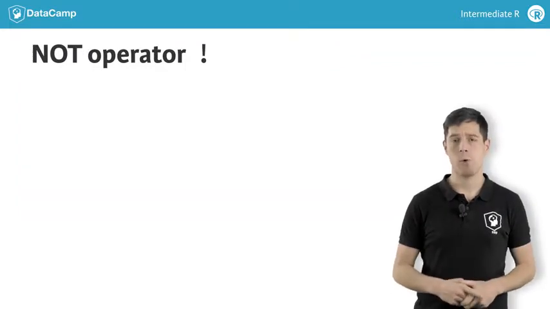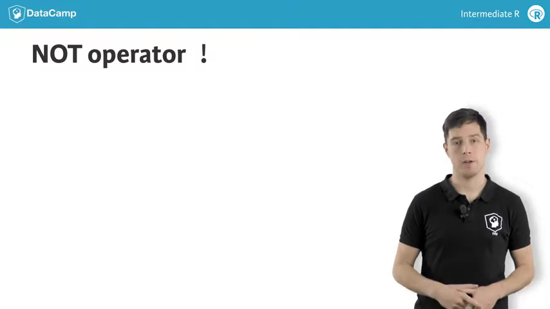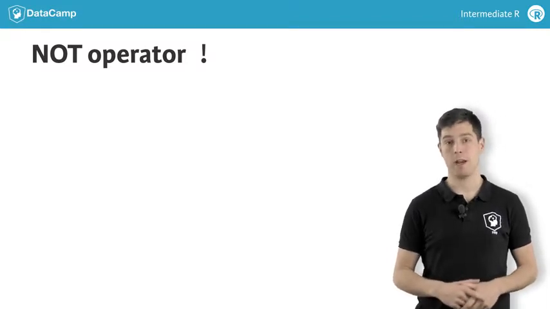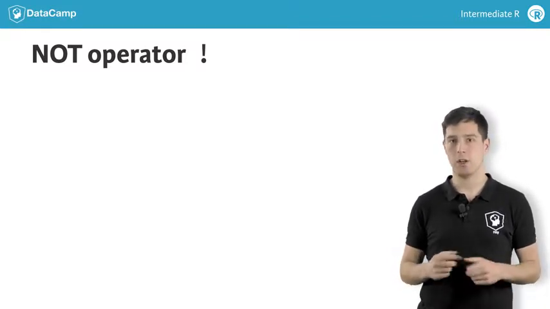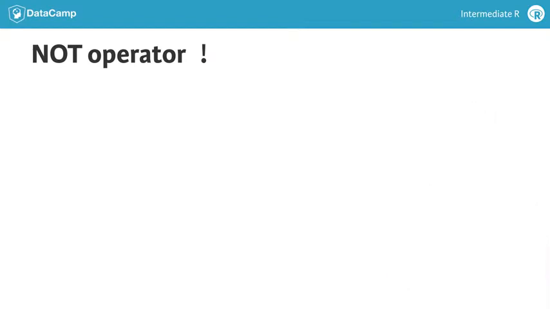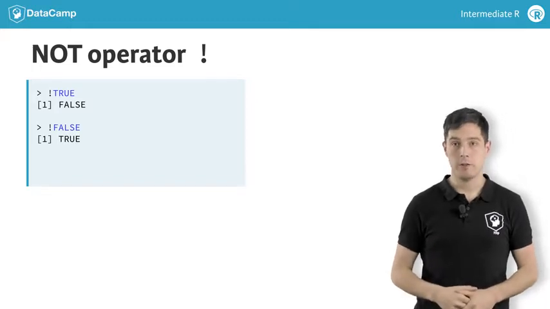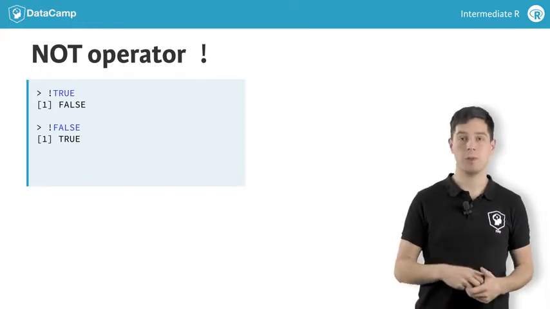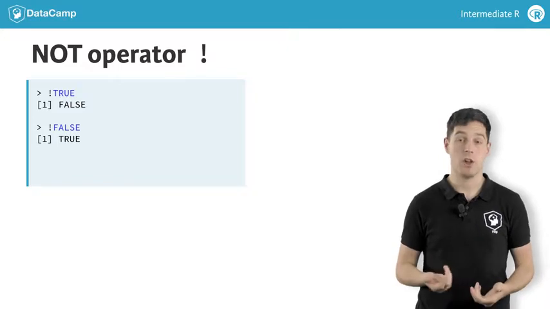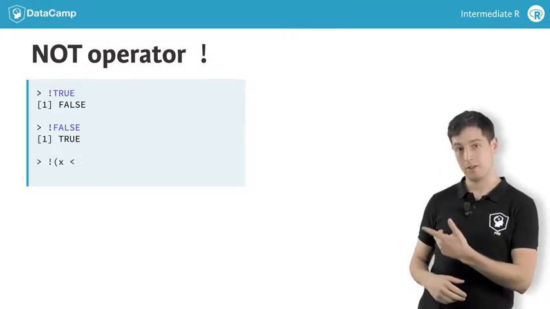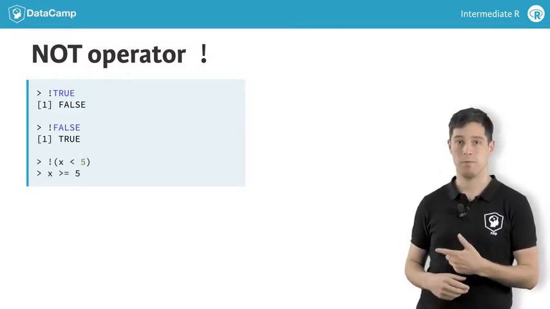There's one last operator I want to talk about here, the NOT operator. The NOT operator, represented by an exclamation mark, simply negates the logical value it's used on. So exclamation mark true evaluates to false, while exclamation mark false evaluates to true. Just as the OR and AND operators, you can use the NOT operator in combination with logical operators. This is not always necessary, however, because this line of code is exactly the same as this one.